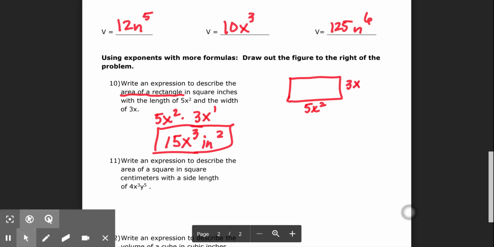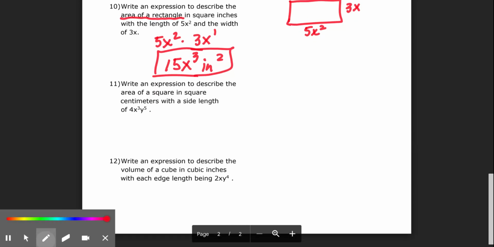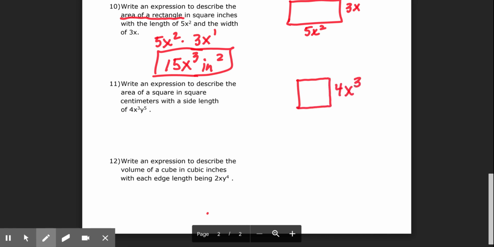All right, let's take a look at number 11. Write the expression, describe the area of a square in square centimeters with a side length of, so this is a square, and we have a side length of 4x cubed y to the 5th. So we're still finding the area, so that's length times width. So you're just going to go 4x cubed y to the 5th times another 4x cubed y to the 5th. So 4 times 4 is 16. And 3 plus 3 is 6. Y to the 5 plus 5 is 10. And this is in square centimeters. So centimeters squared.